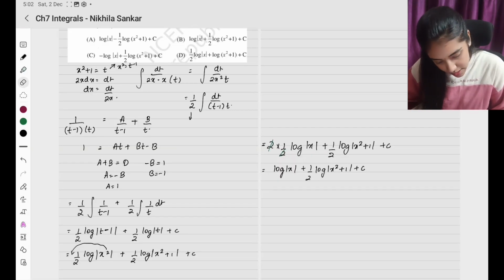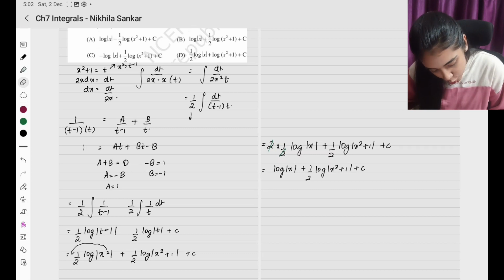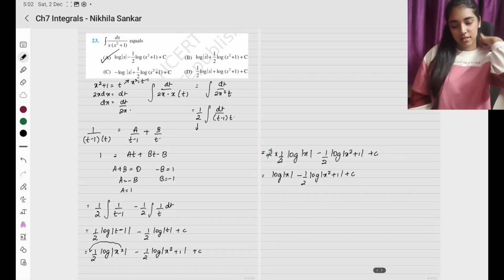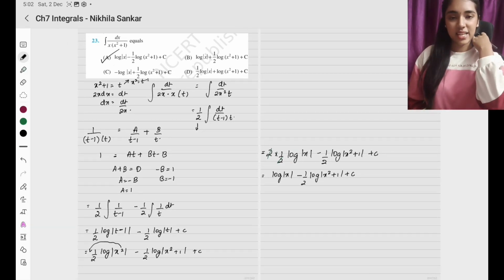So remember, you have the b value to be a minus 1. So I have minus 1, minus, minus half and minus. So my final answer is going to be option A. Okay. So with this we are done with this exercise. We'll move on to the next topic.